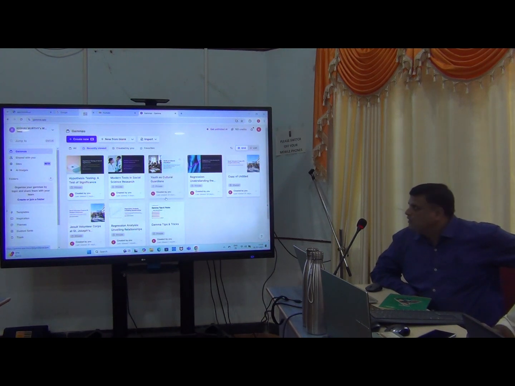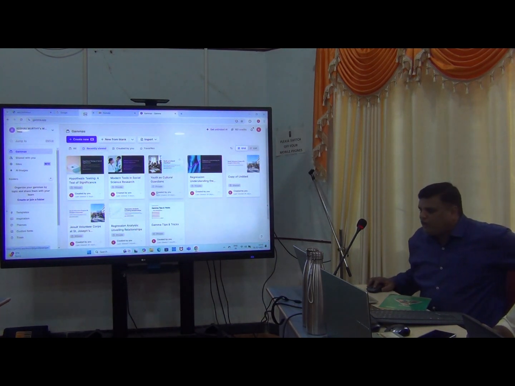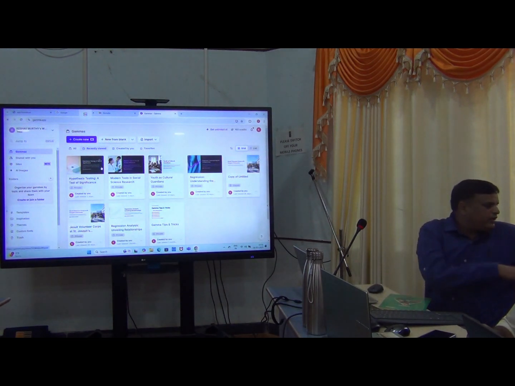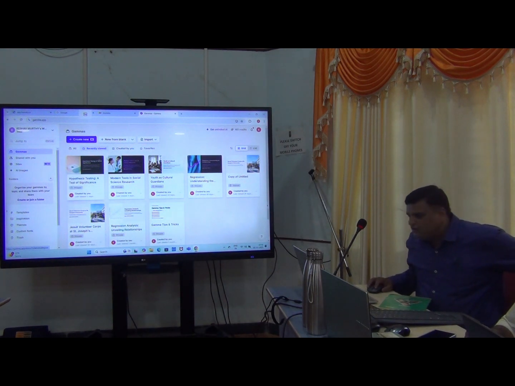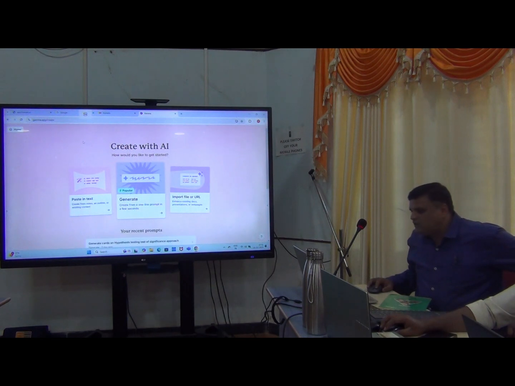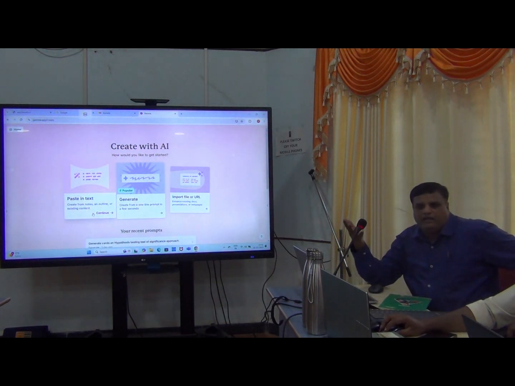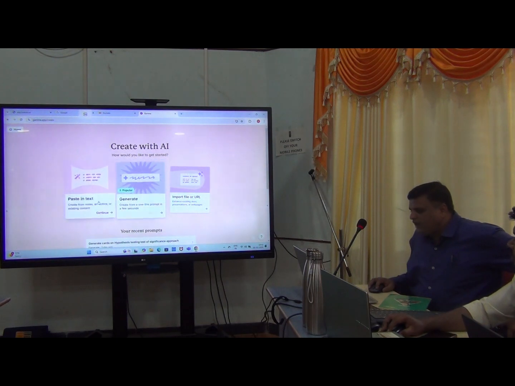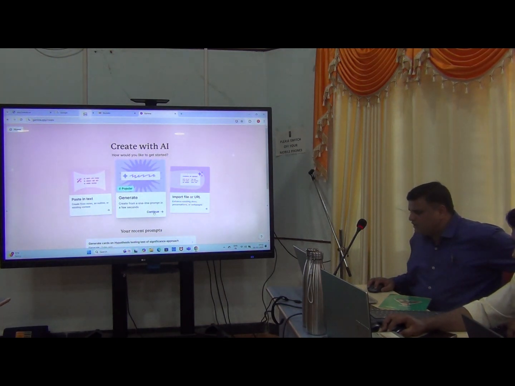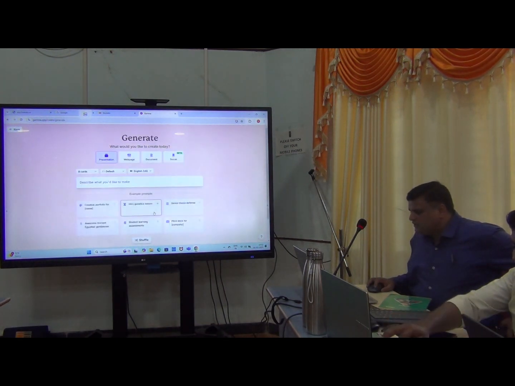Here you have to go to create a new process. If you have used a file, create new. It says cards instead of just, like we say, slide. So slide means cards for that. Create with AI. We can paste in text or just continue to generate.